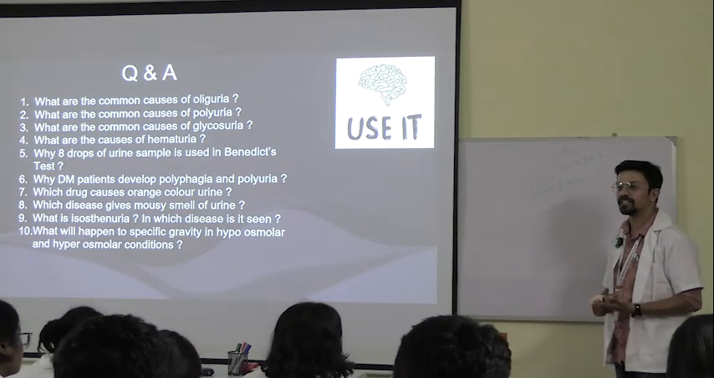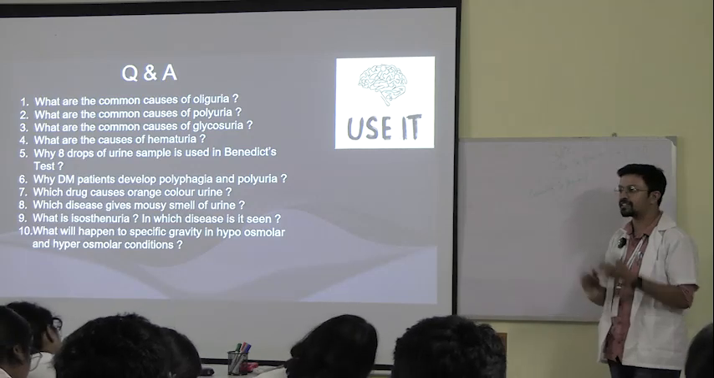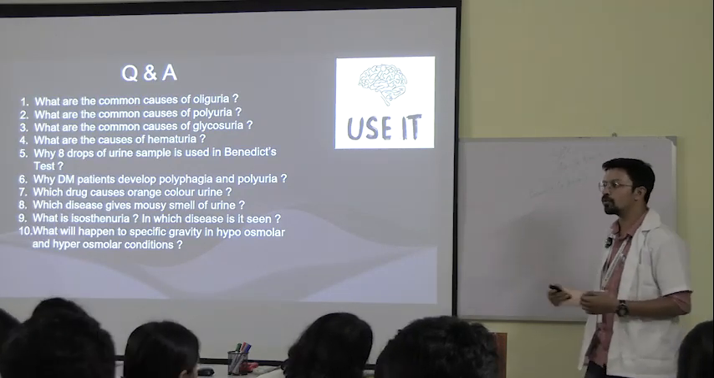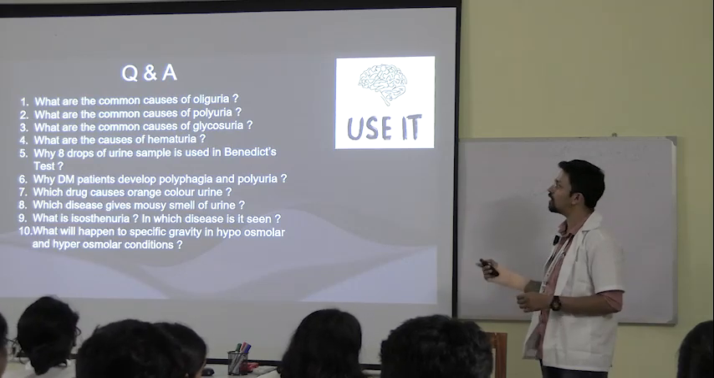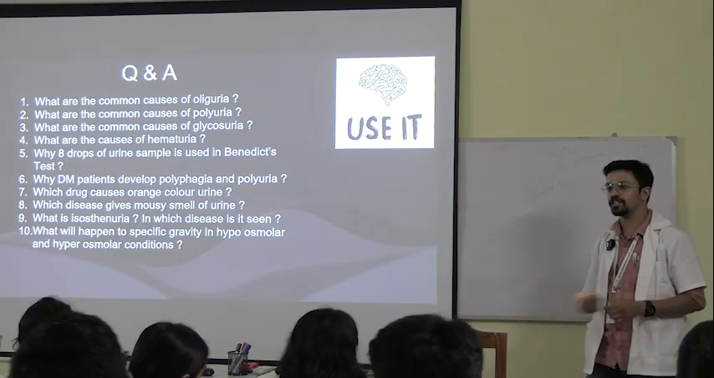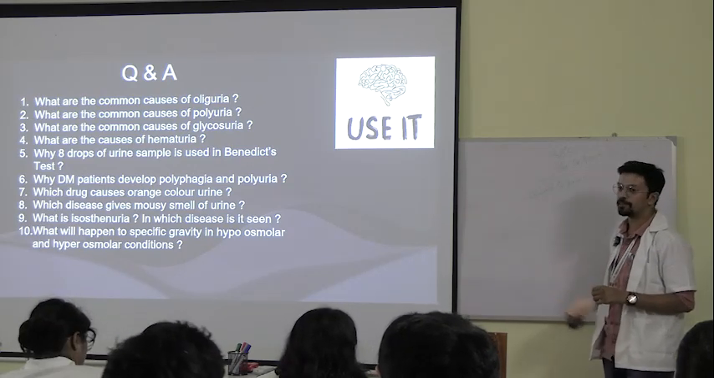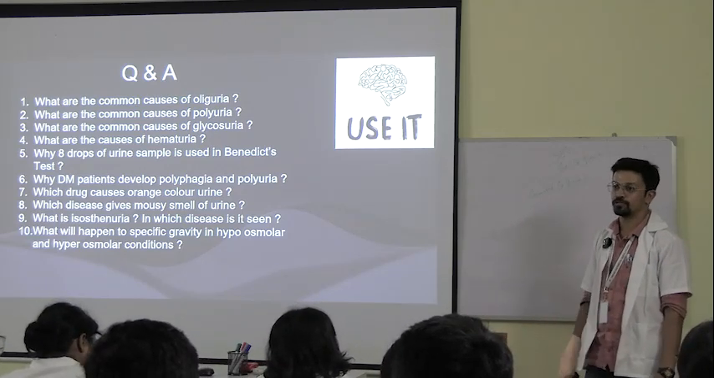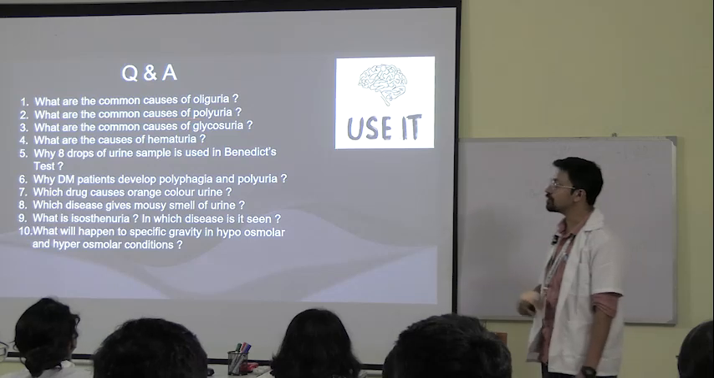You are undergoing dehydration, but for what reason? Dehydration is a broad term. There are multiple examples. So that's how you have to correlate. Don't just mug up things like oliguria, that if it is less than 500 then it is oliguria, or polyuria, more than 2500. Why is it important? That you have to know. So give me two causes of polyuria.